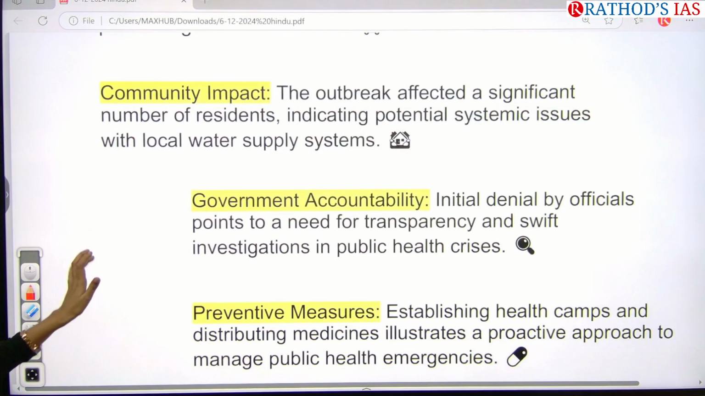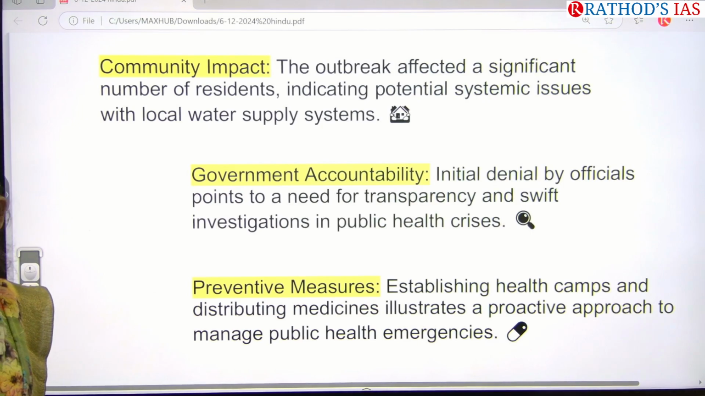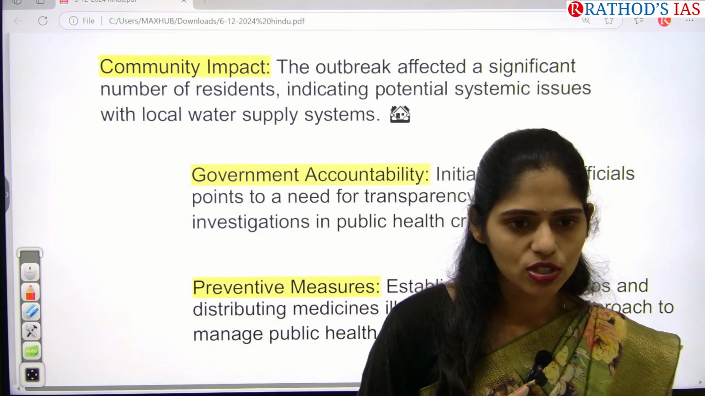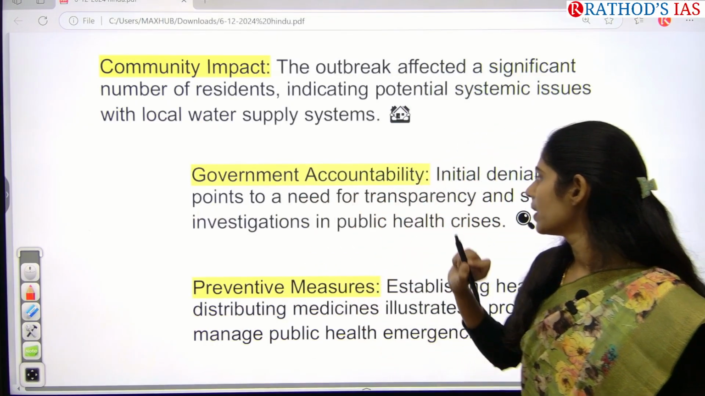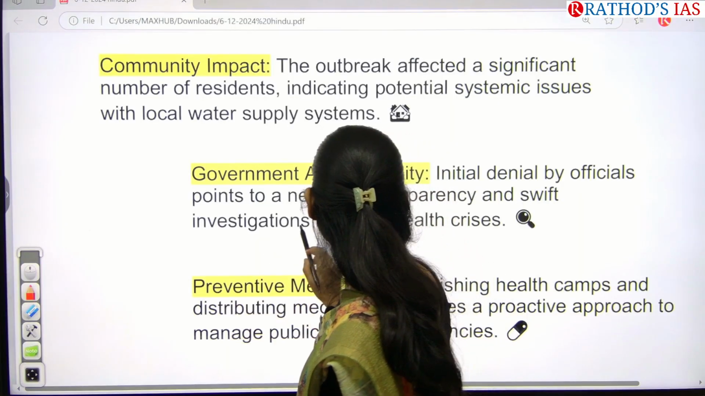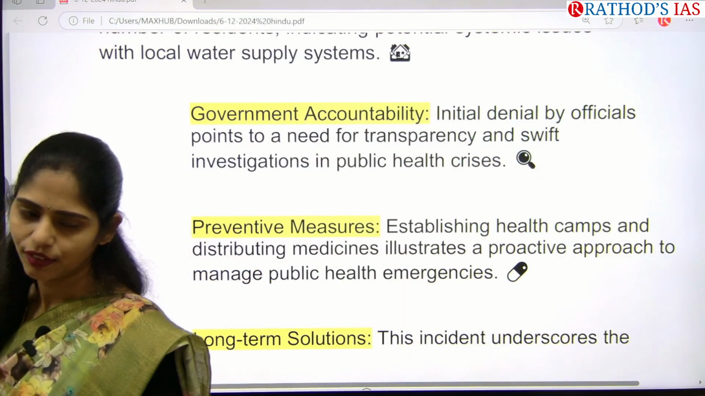And next, who is accountable? Who is responsible for this? It is obviously the government. So the government needs to be accountable, and we even have to increase transparency in these investigations in public health crises.